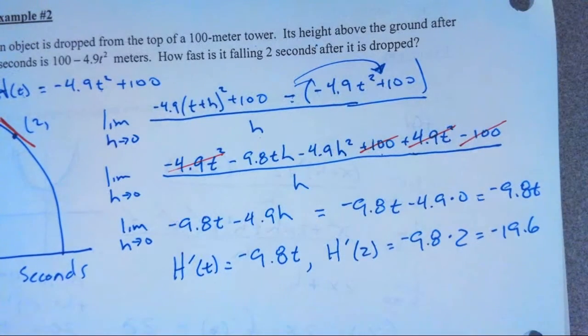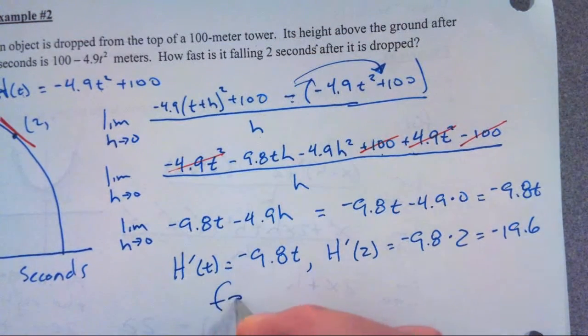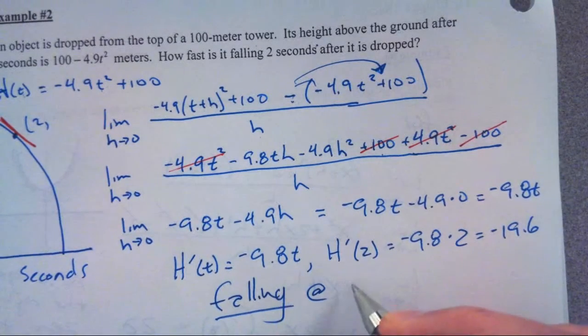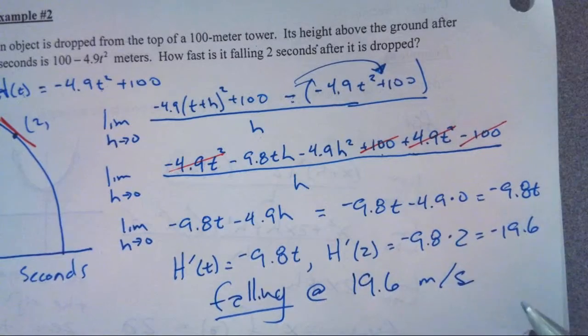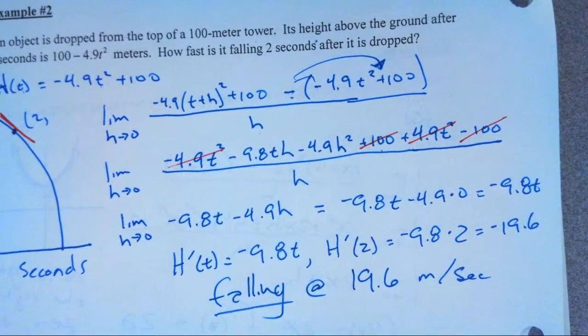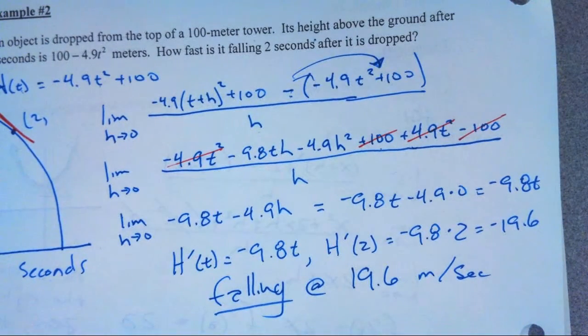Is it falling at negative 19.6 or is it falling at 19.6? It's falling at 19.6 meters per second, isn't it? So we would say falling at 19.6 meters per second. I'd probably feel pretty good about you getting to negative 19.6 meters per second. But when it says how fast is it falling, how's its height changing? It's changing at a rate of negative 19.6, but how fast is it going down at that instant? 19.6 meters per second. Is that all right?